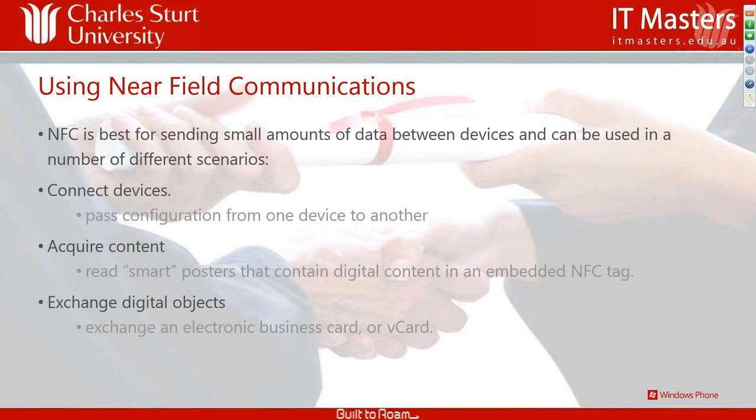We can use it to connect devices, as I mentioned before. We can use it to acquire content. So a number of posters that are now coming out actually have NFC built into them. You can put your device up to them and actually retrieve more information about the poster. And we can use it for the exchange of data objects. One of the built-in standards is the support for data to be passed as a vCard between different devices. So on your phone, if you go into the People Hub, select a contact, you can actually send it using NFC. Basically it sets your device up to broadcast that vCard.